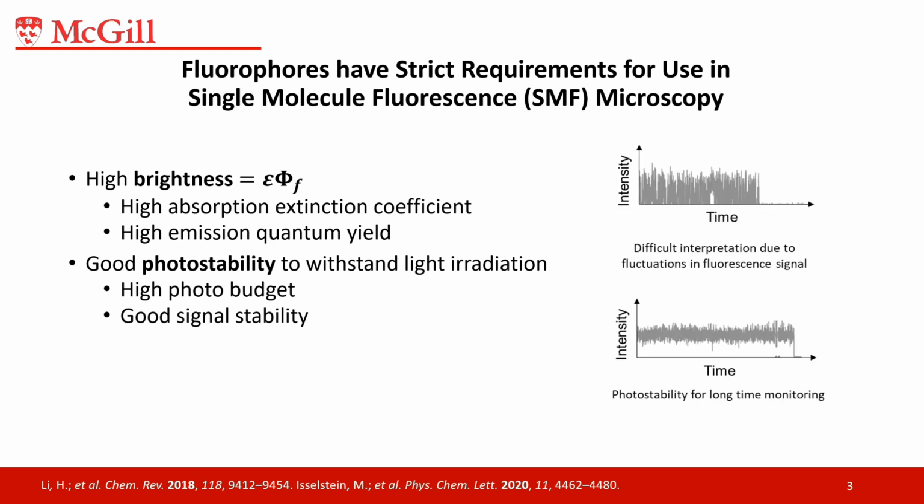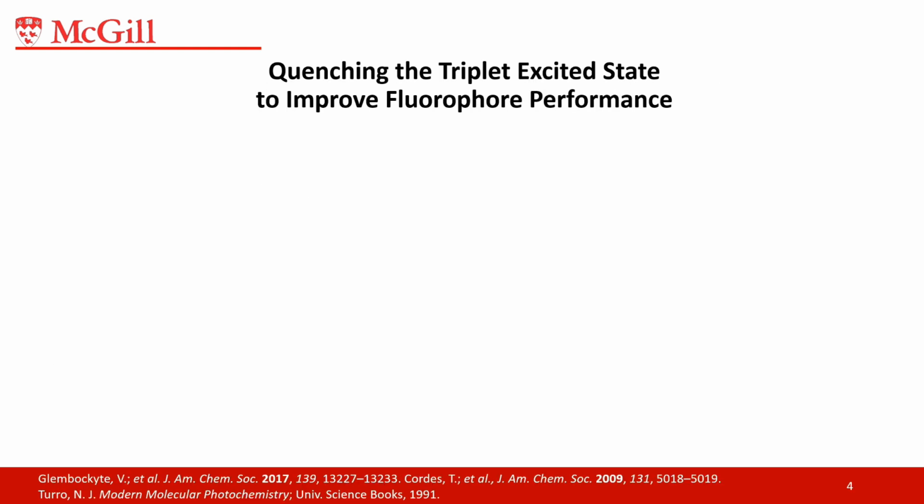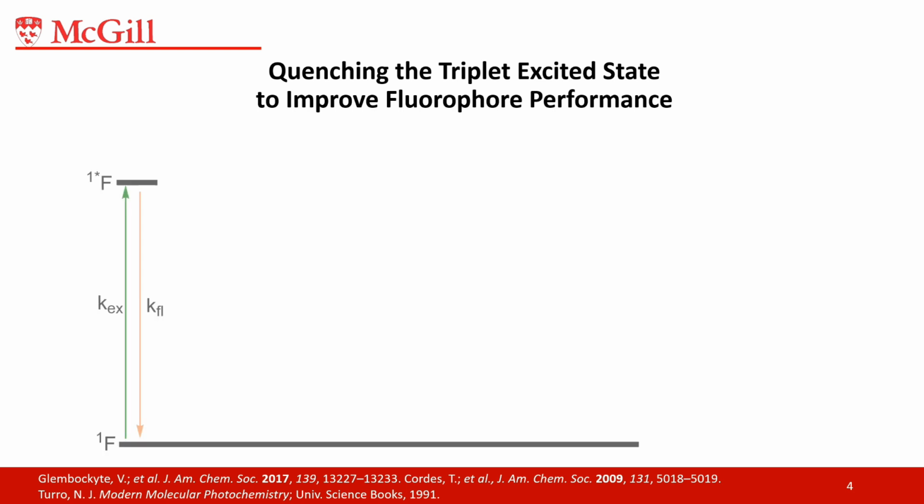Here, for example, a typical trace with very big fluctuation is hard to interpret. So we really need photostability for long-time monitoring. However, the probes alone are not good enough to meet the strict requirements for single molecule fluorescence. So our strategy here is to quench the triplet excited state.